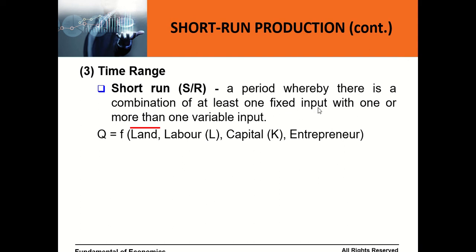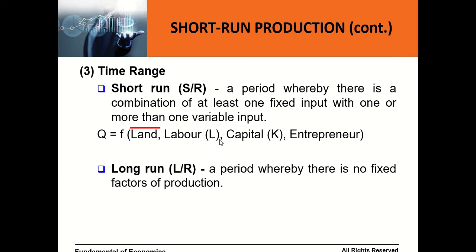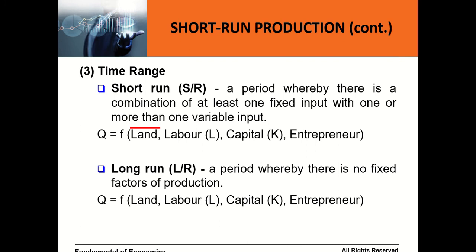Okay, you have fixed input. How about the rest? It can be variable. So in the long run, there is no fixed input, meaning all inputs are variable. Okay, so in this case, you can see land, labor, capital, entrepreneur. There is no head in each of this, meaning that you can easily increase the quantity of the output simply by changing the land, labor, capital, and entrepreneur. So that's how you define the short run and long run.